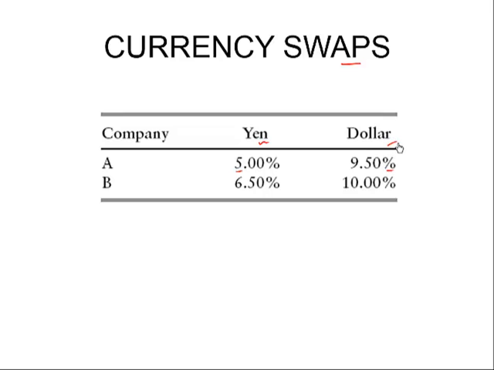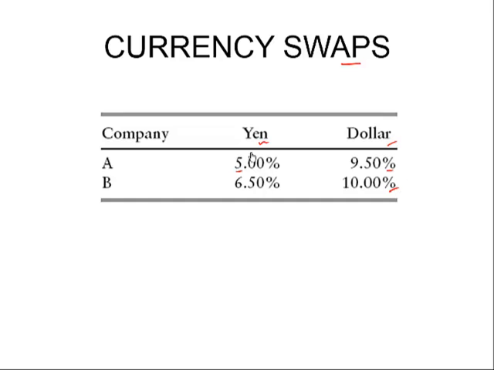is made in dollars. Company B is a US company, however, it doesn't have as strong a balance sheet as company A, and borrowing in yen is costing it 6.5% since it doesn't have a big relationship with Japanese banks, being a US company. And borrowing in US dollar costs this company 10%.